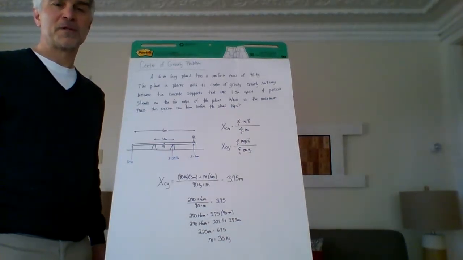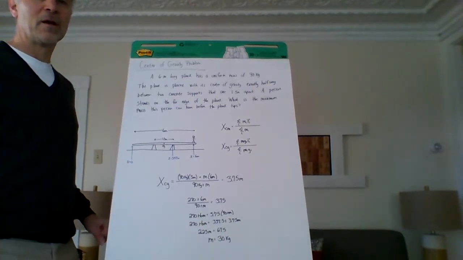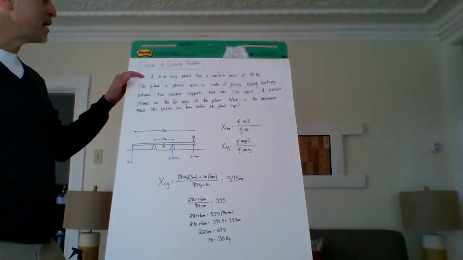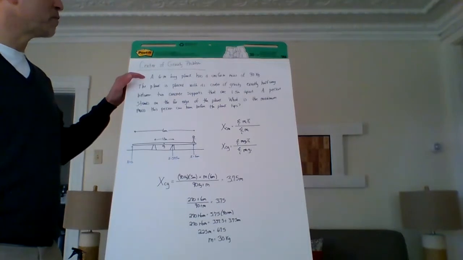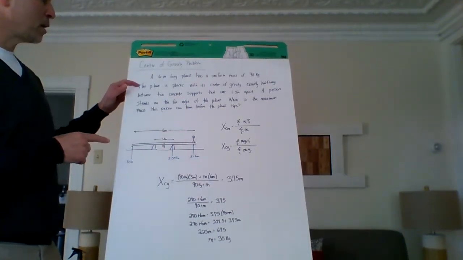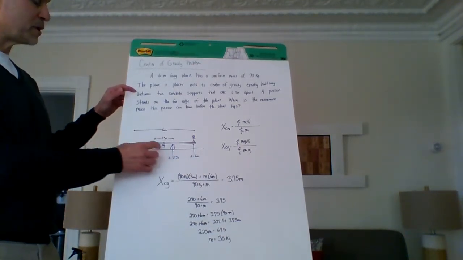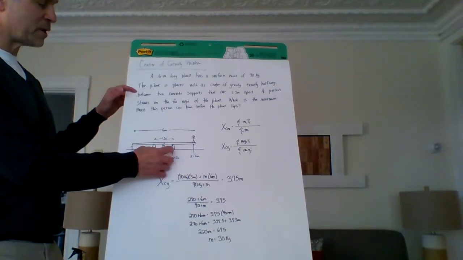Hi, today we're going to do a center of gravity problem. We have kind of a makeshift operation here, but this is the problem. A 6-meter long plank has uniform mass of 90 kilograms. I've drawn the plank here. The plank is placed with its center of gravity exactly halfway between two concrete supports, which I've drawn here.